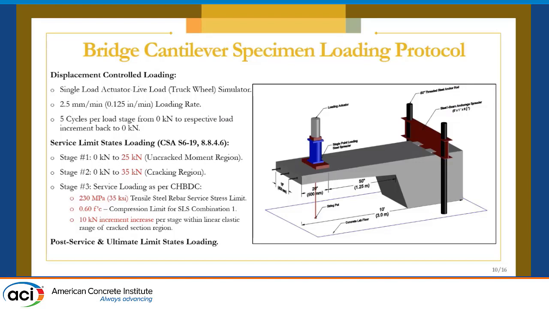There are certain criteria in our bridge code that dictate what to meet, and they're very similar to the AASHTO guidelines. For example, the 0.6 f'c compression limit is very common for AASHTO and in Canada as well. So we did serviceability, which is very important to see how the system behaved under service. Then we wanted to test the system all the way up to ultimate, so post-service and then ultimate destruction.